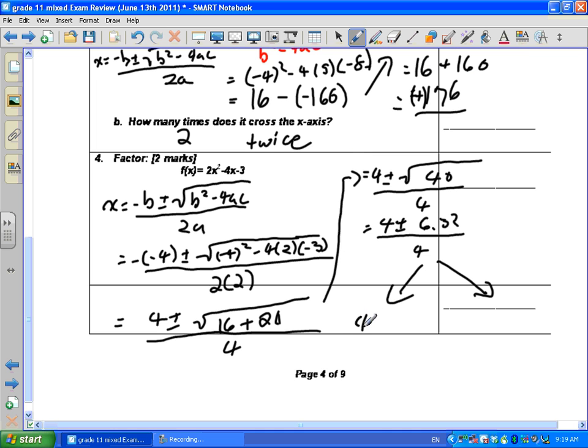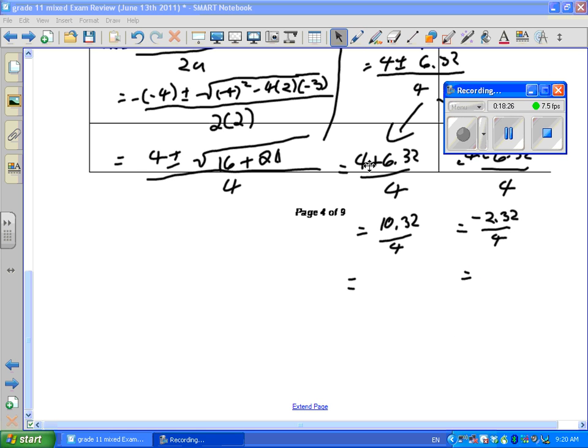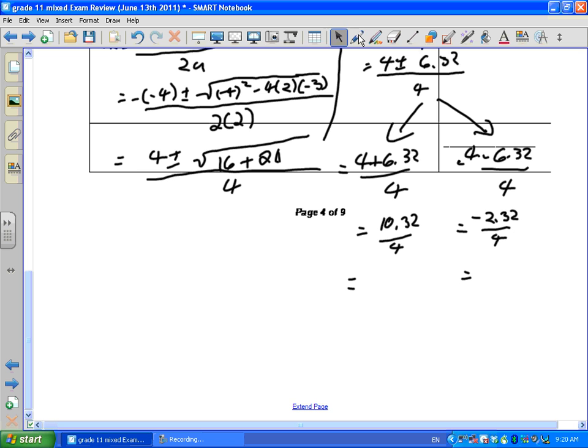So finally, we separate this. 4 plus 6.32 divided by 4, and 4 minus 6.32 divided by 4 becomes 10.32 divided by 4, and negative 2.32 divided by 4. What's the first one mean? 2.58.